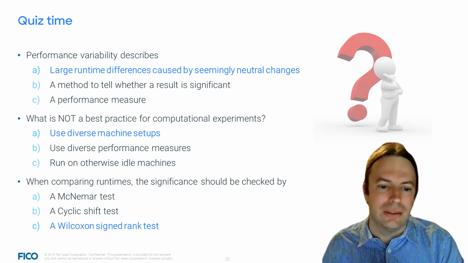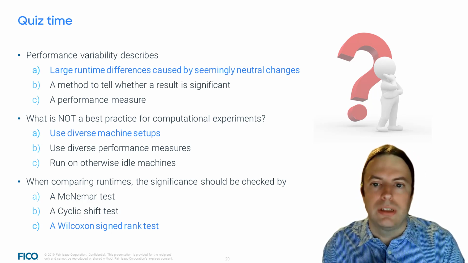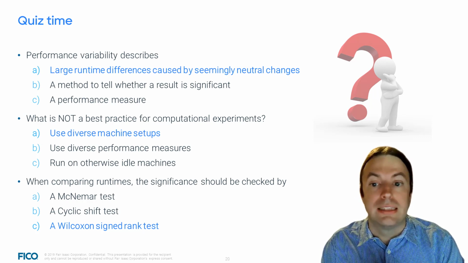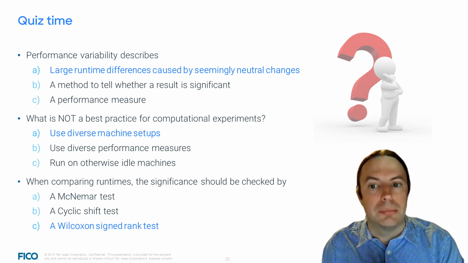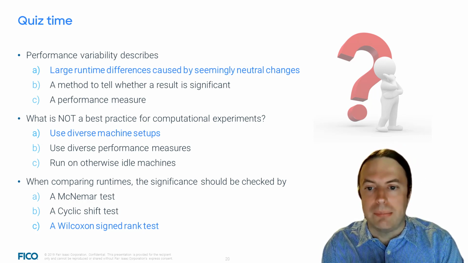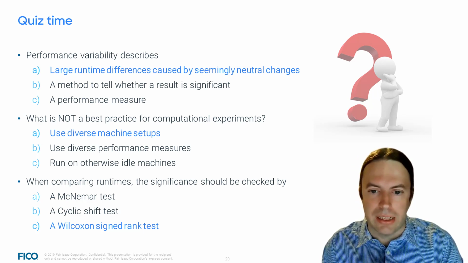And here we go for the solutions. First question. Performance variability describes A. Large runtime differences caused by seemingly neutral changes. B. It is not a good practice to use diverse machine setups for computational experiments. And C. When comparing runtimes, the significance should be checked by a Wilcoxon signed-rank test. So the McNemar test is for categorical data, and the cyclic shift test is a term that I just made up.